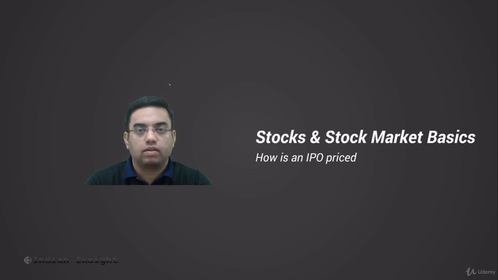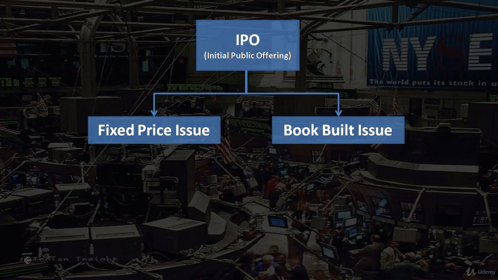Welcome back. In this video, we are going to look at how an IPO may be priced. Now, the details of how IPOs are priced might vary slightly from country to country. However, broadly we can say that there are two ways in which an IPO may be priced. These are the fixed price issue or the Dutch auction. Let's look at them one by one.